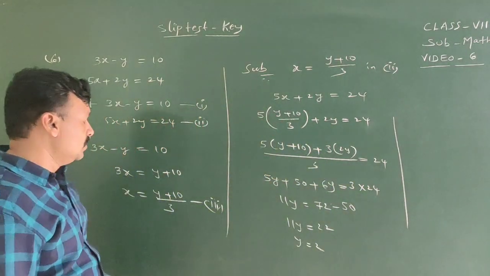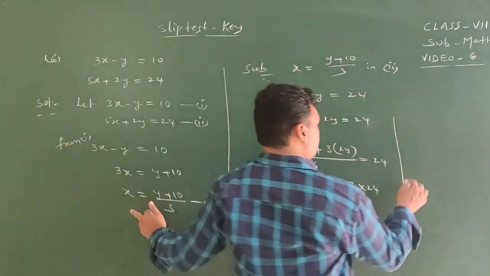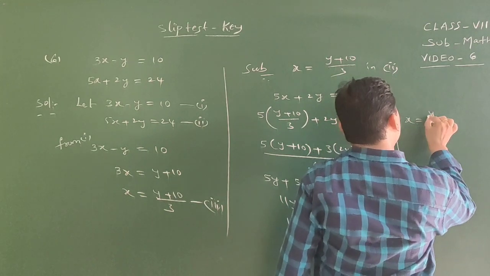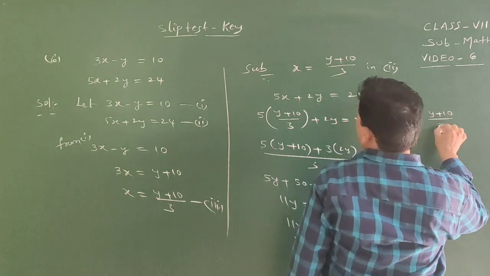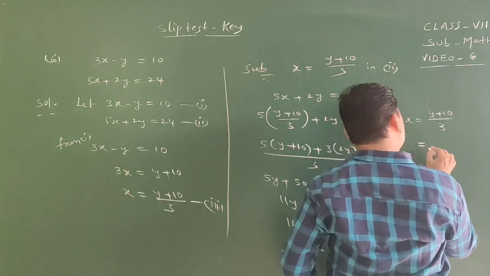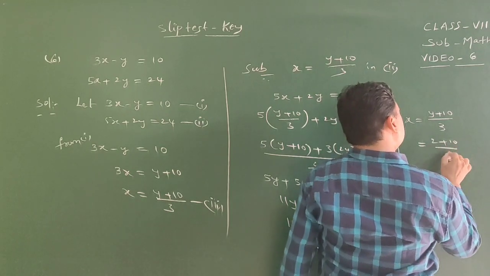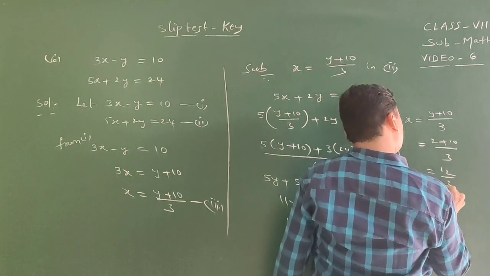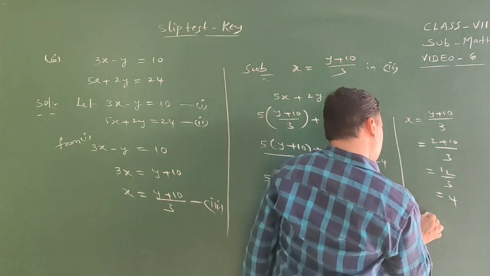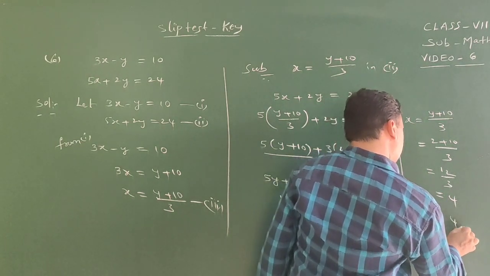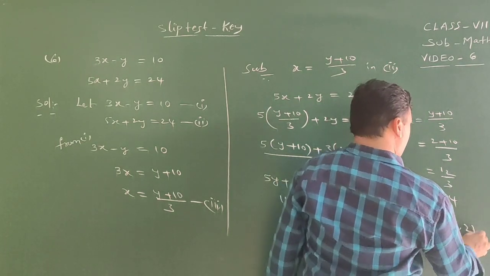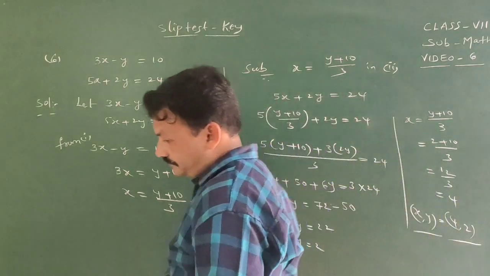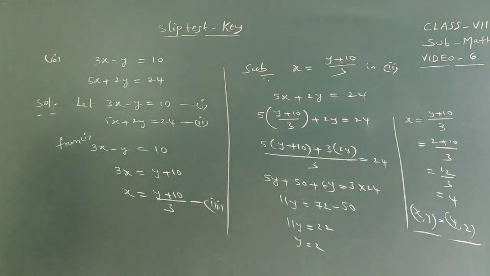If you substitute y equal to 2 in the third equation, then x equal to (y plus 10) by 3. Here y means 2, so 2 plus 10 by 3, 12 by 3 means 4. So the required solution is 4 comma 2. 4 comma 2 is the required solution.